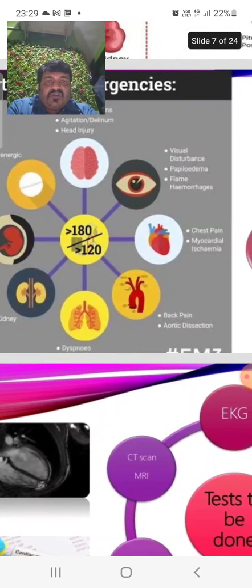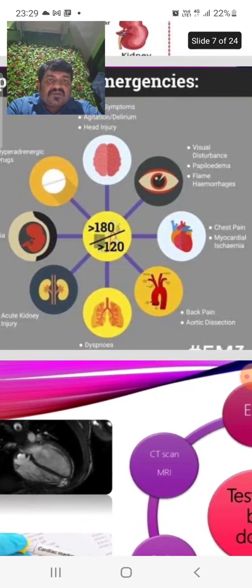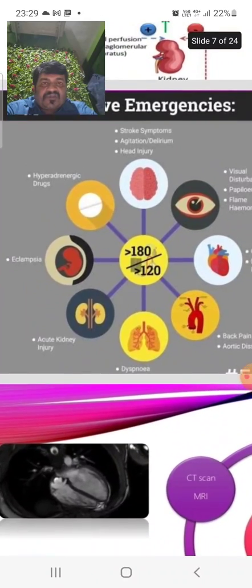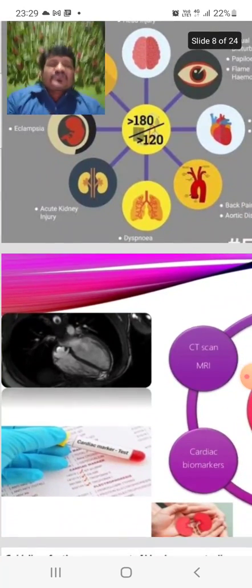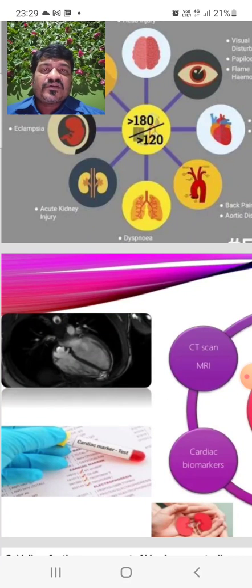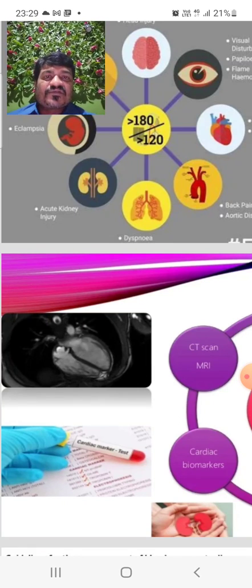So in visual effects, we are getting visual disturbance, papilledema, and flame-like hemorrhages. So by this chart it is very much clear to us. And in the brain, many times we get stroke symptoms, delirium or agitation, and head injuries. So by this chart it is very clear to us what hypertension affects in our body, the other organs which are affected by hypertension, and what signs and symptoms we are getting at that time.